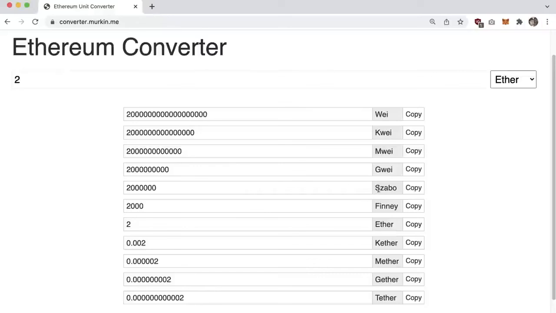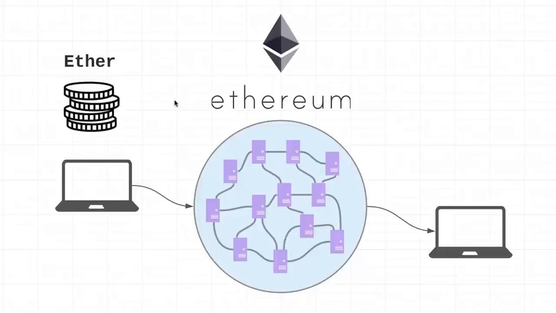Now, there are also a lot of different units in between there, but the most common ones are just Ether and Wei. To be honest, no one really uses these other units that often. Gwei is one that I see sometimes used, but really if you just know Wei and Ether, then you're gonna be fine. Now the last thing that I want to touch on in this video is how is Ether created?